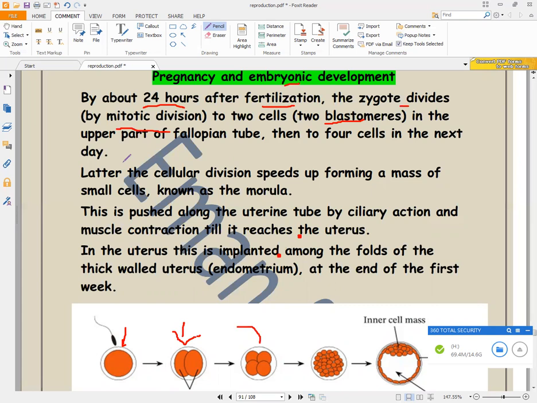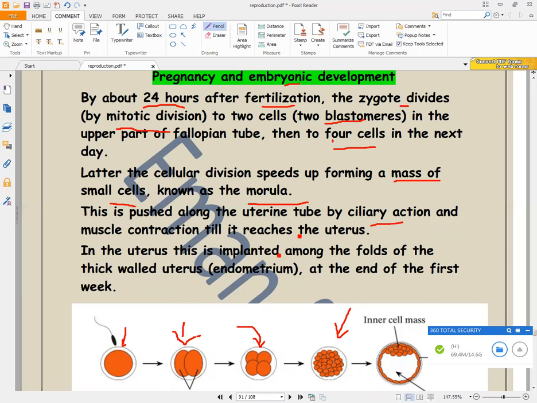And another day, it will divide also into what? Into 4 cells, okay? Later, we will have many divisions, okay? To form a mass of small cells. That's called what? That's called a morula, okay? This is pushed along the uterine tube by capillary action.